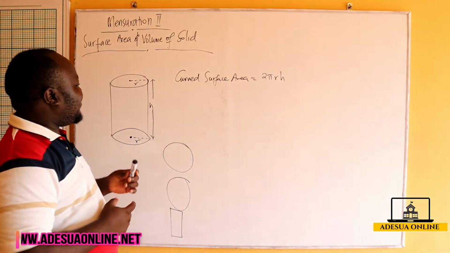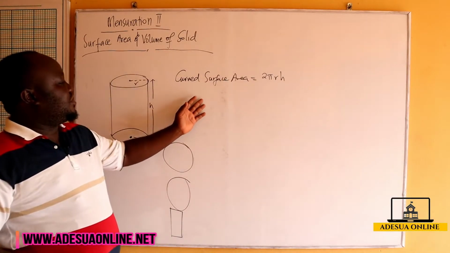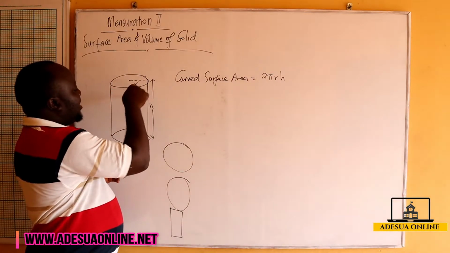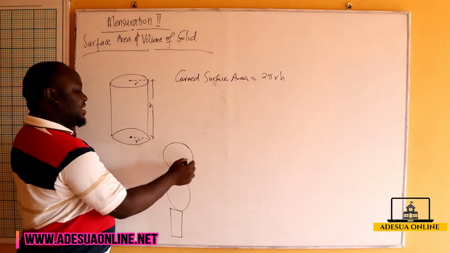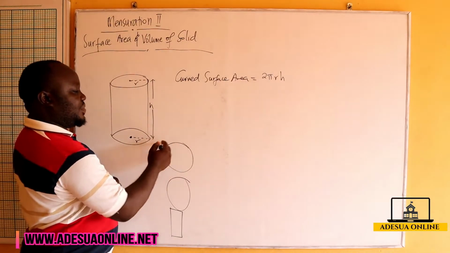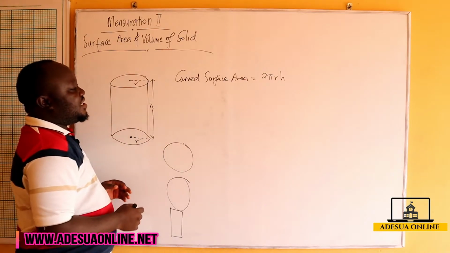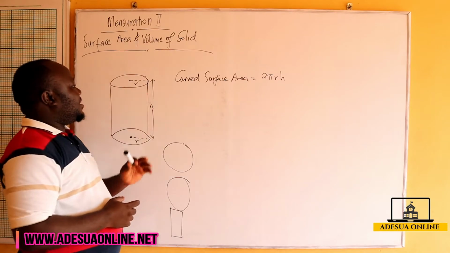So the curved surface is the circumference of the circle times the height. The circumference of the circle is 2 pi r, which is the whole circle. If I want to find the length of this arc, it is 360 over 360 times 2 pi r, which will give me 2 pi r times the height. This will give us the curved surface area of this cylinder.